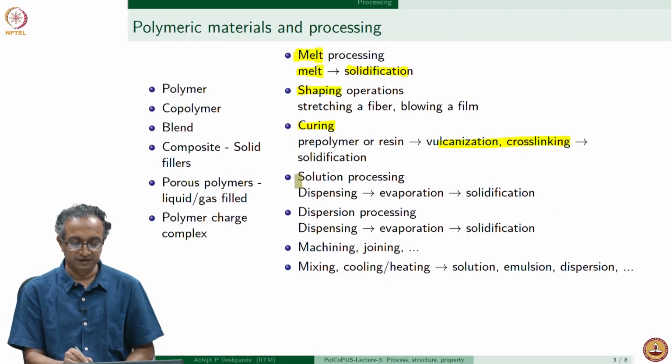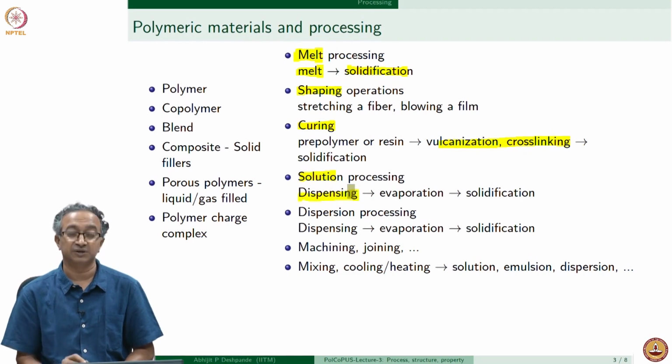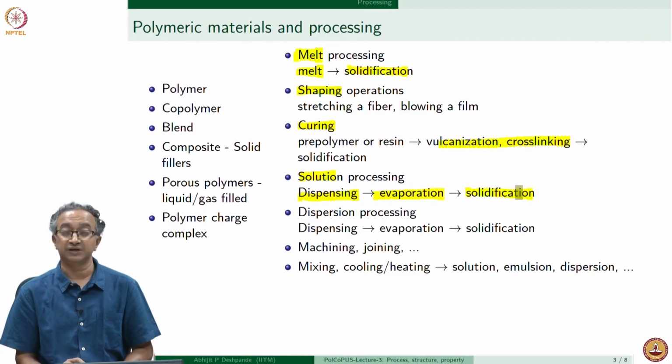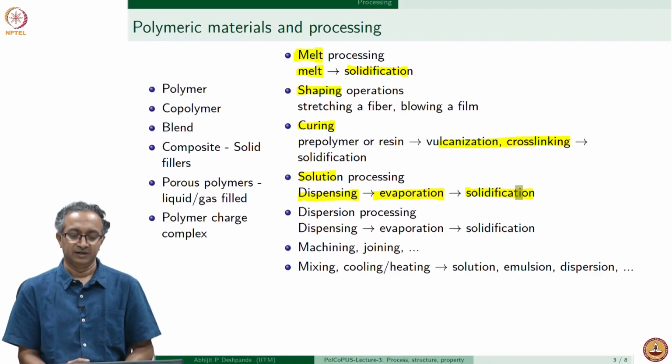Then what we will do is we will form a solution, we will dispense it on the substrate where we are coating, then we will allow the solvent to evaporate, and then the solid coating will form. So again, this is an example of a processing operation.